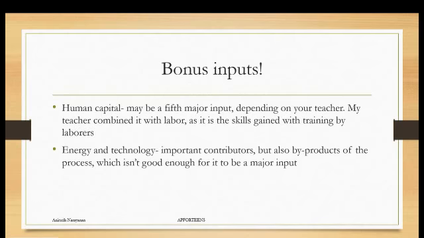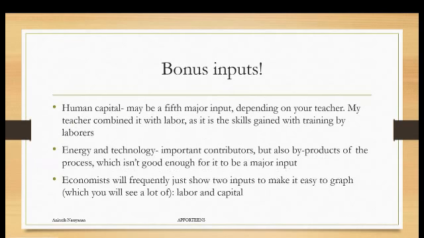Energy and technology. These are important contributors, and you may actually think that they are inputs, but they're also products, which isn't good enough for it to be a major input according to the AP people, according to me, according to your teachers, and I'd trust definitely the first and last person on that list. Economists will frequently just show you 2 inputs. They may just completely ignore the fact that they said there are 4 major ones and just show you 2 on a graph, which you're going to see a lot of in microeconomics, which are labor and capital goods.